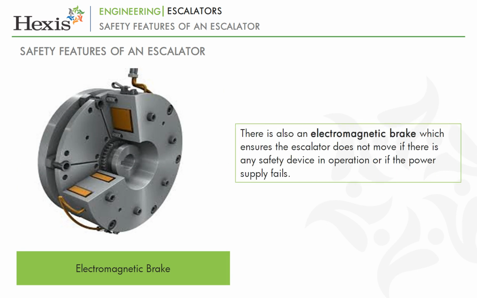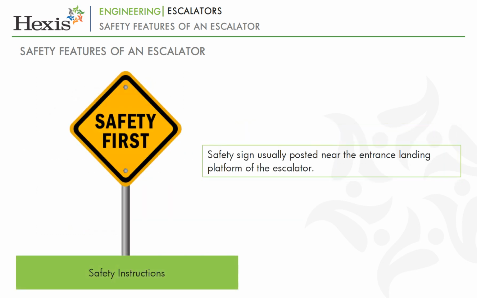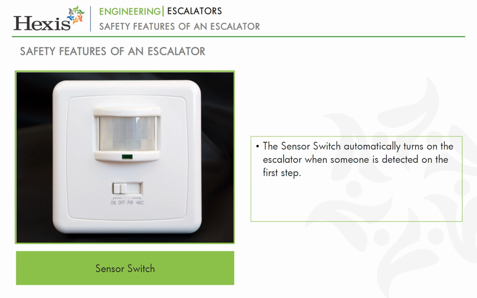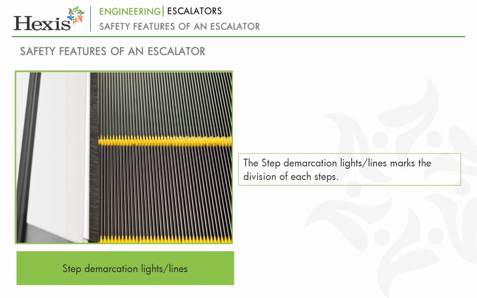There is also an electromagnetic brake which ensures the escalator does not move if there is any safety device in operation or if the power supply fails. The safety instructions is a safety sign usually posted near the entrance landing platform of the escalator. The sensor switch automatically turns on the escalator when someone is detected on the first step. It automatically shuts off when there are no detected riders. The step demarcation lights or lines mark the division of each step.